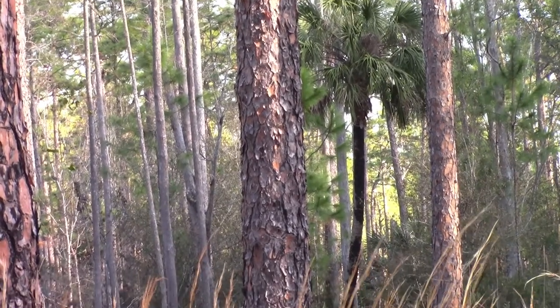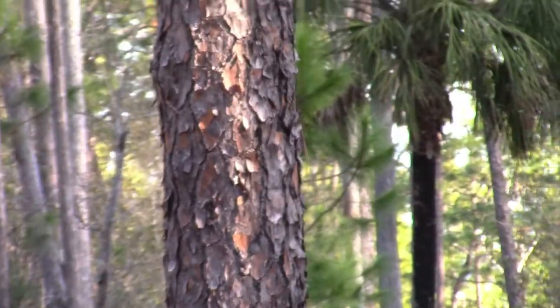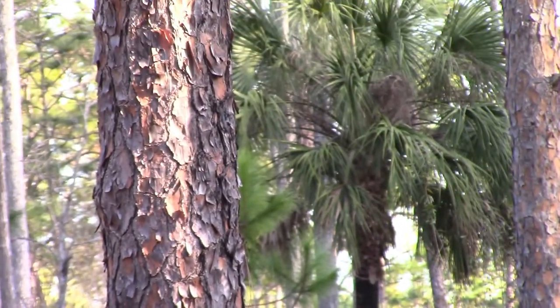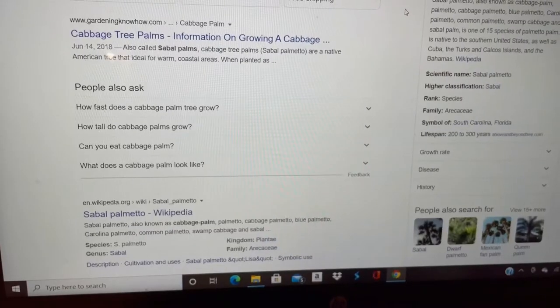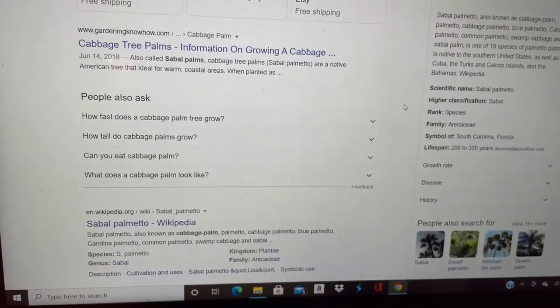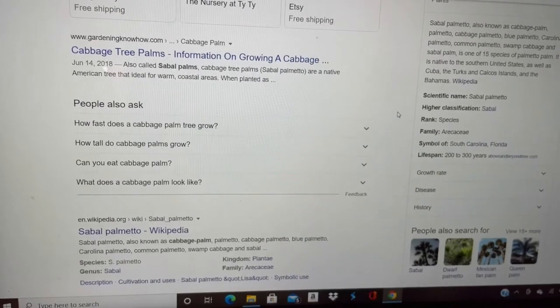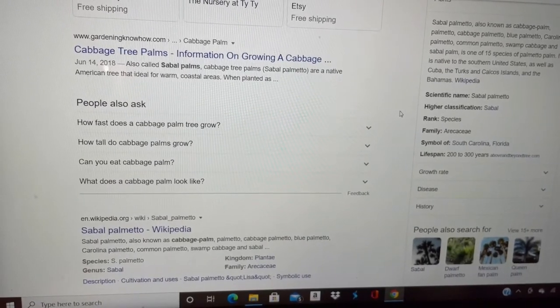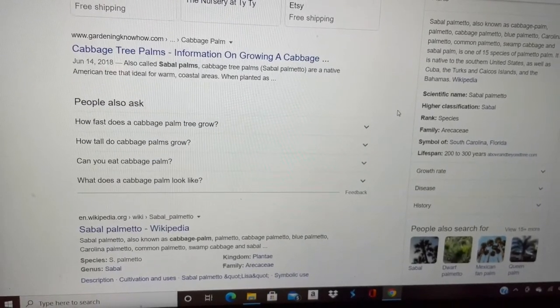That's a palm tree right there. That one right there. Yeah, that one. That was actually a cabbage palm. So reading this, they call it a cabbage palm, they call it a swamp cabbage, they call it a sabal palm.